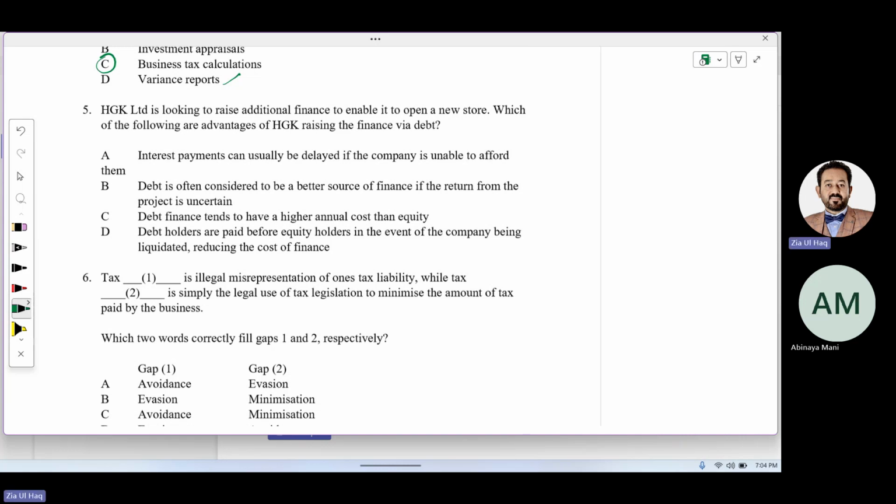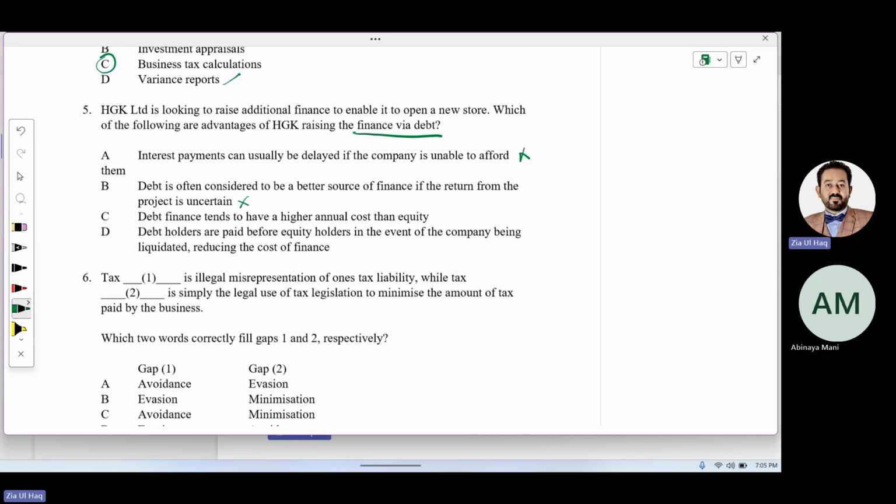HGK Limited is looking to raise additional finance to enable it to open a new store. They need finance for investment. Which of the following are advantages of HGK raising the finance via debt? Interest payment can usually be delayed if the company is unable to afford them. No, you cannot delay them. You have to pay. Debt is often considered to be a better source of finance if the return from the project is uncertain.